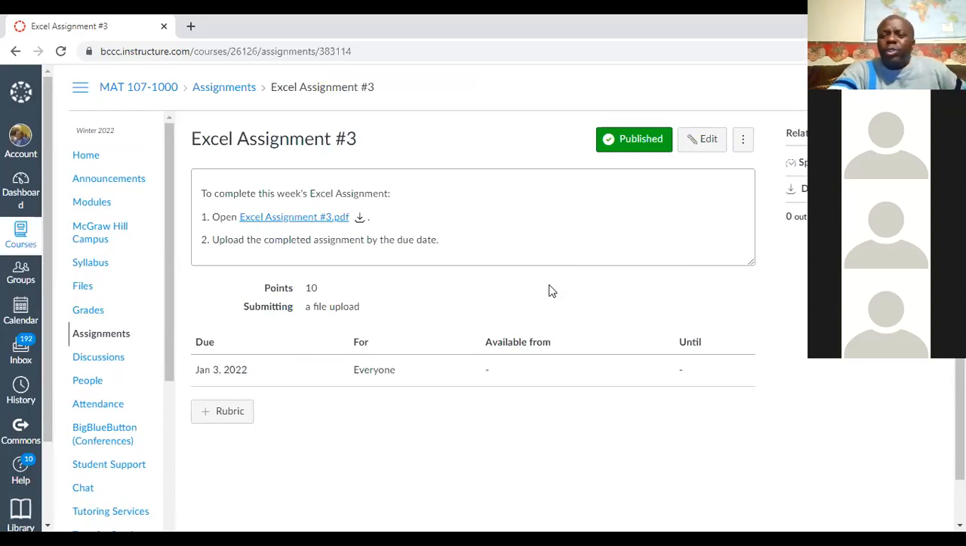I think I mentioned it already at the beginning of the class: if you don't see a grade on Canvas, don't panic, because I will transfer them manually.